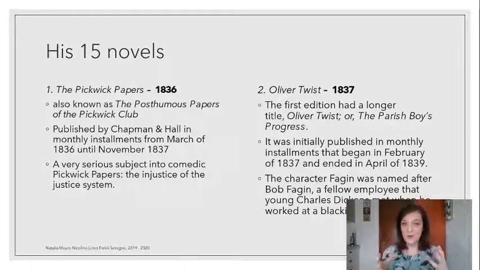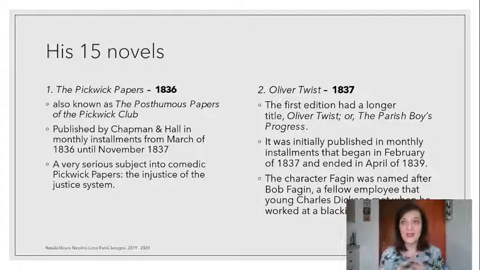Then his second novel was published in installments from February 1837 to April 1839, and the title of his very famous novel is Oliver Twist. You know how many editions, how many films, movies, cartoons have been taken out of Oliver Twist.